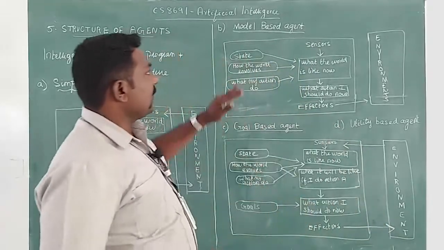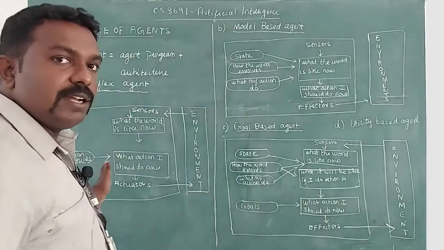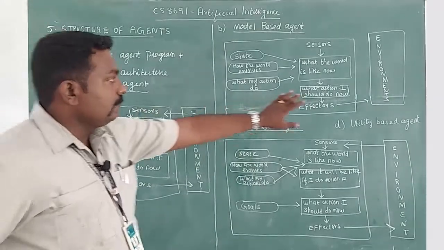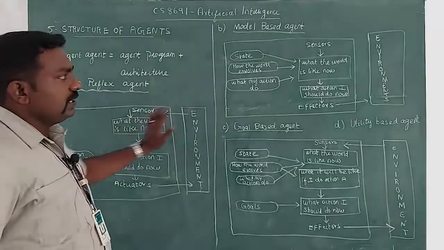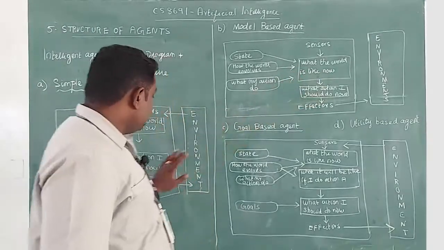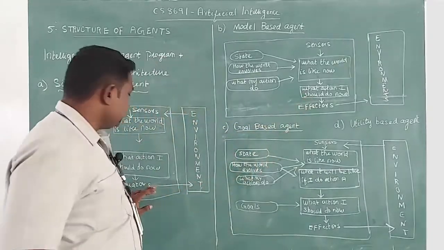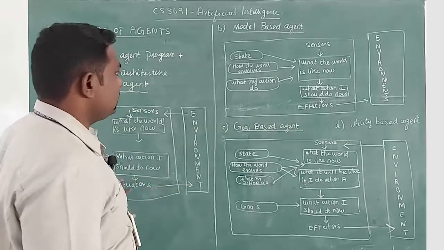Now, we will move on to the second one, that is model based agent. Looking at these two diagrams, can you identify the difference? The sensors are the same, the environments are the same. I have the same term, what the world is like now, here. I have the same term, what action I should do now, here. The effectors and actuators are also the same.